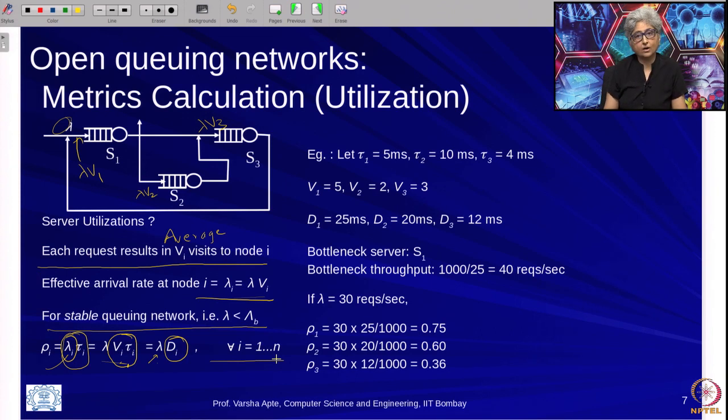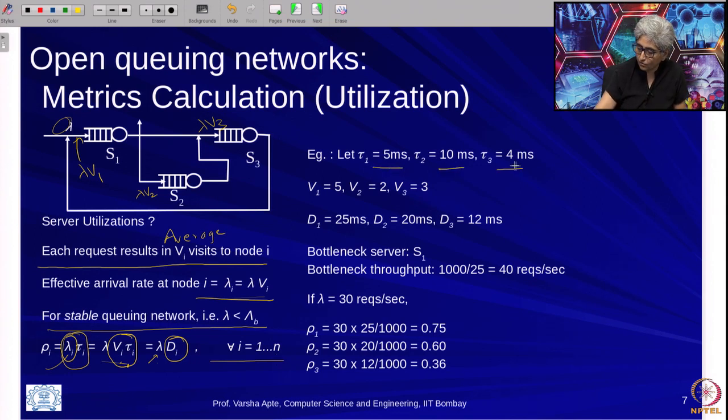And for the open queuing network with branching and feedback, we will not do this calculation for the high load asymptote. We will do all the calculations only for a stable queuing network. Let us look at an example as usual.